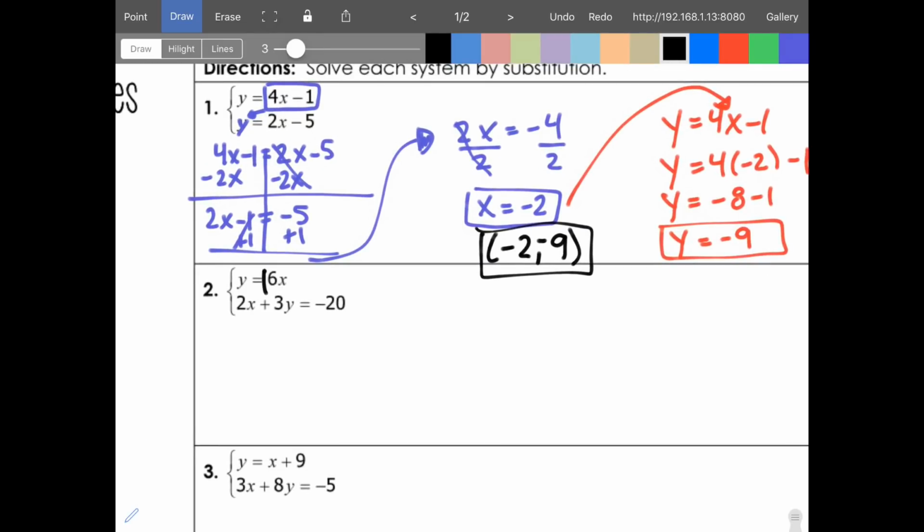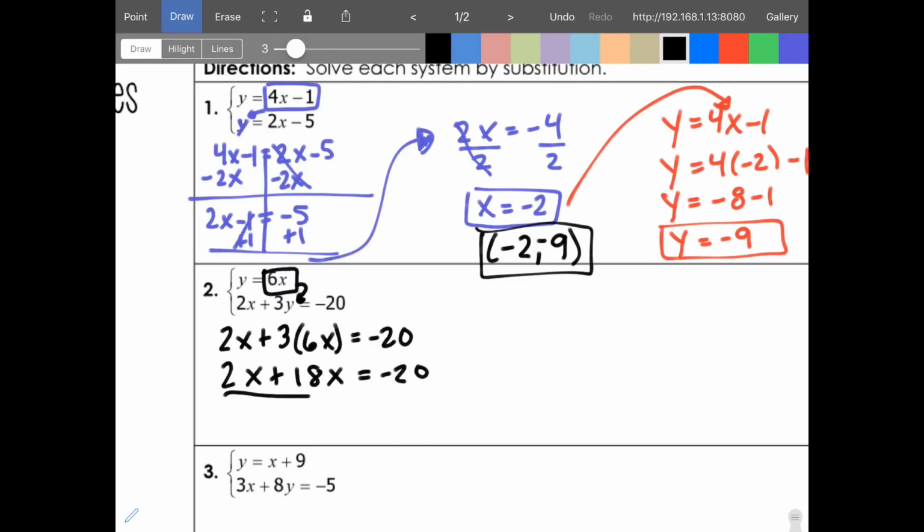So I'm going to substitute 6x in wherever I see a y in my next equation, because it's saying y equals 6x. So I'm going to say 2x plus 3 times y, which is 6x, equals negative 20. You see what I did there? I just substituted this 6x in for y, wherever I saw y, because it says y equals 6x. Okay, so 2x plus 3 times 6x is 18x equals negative 20.